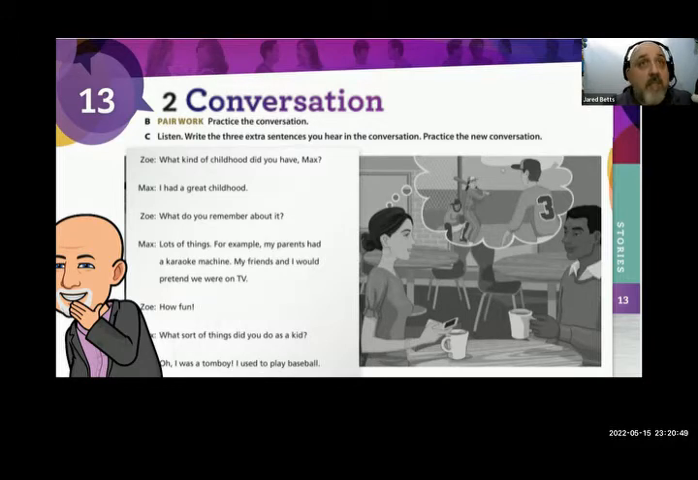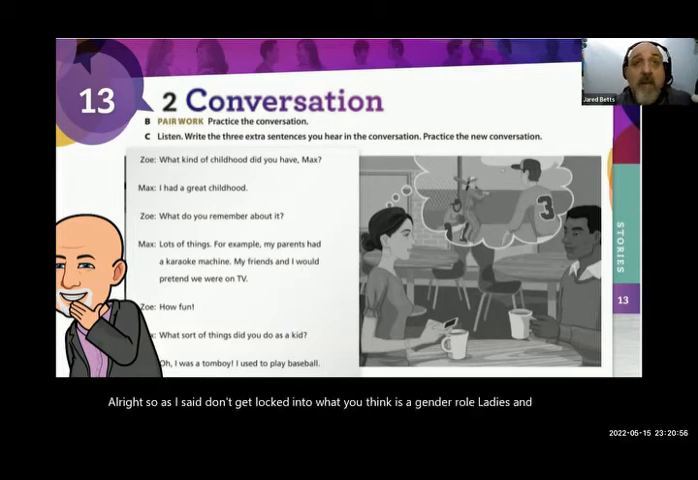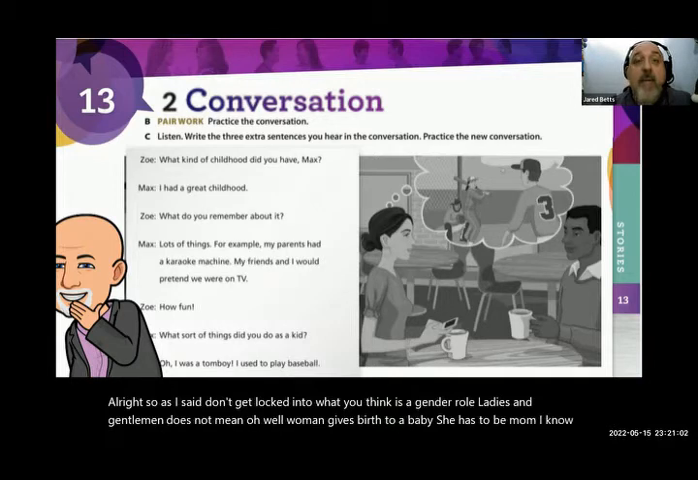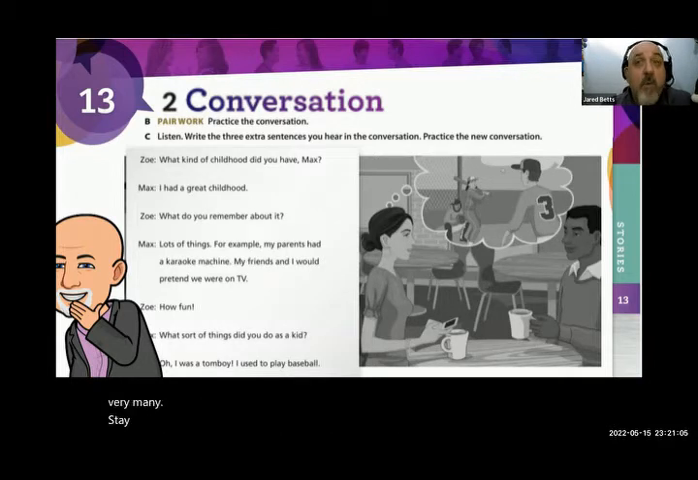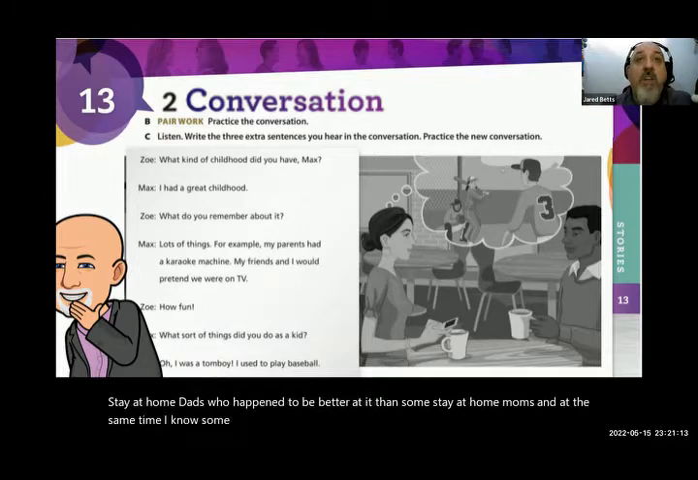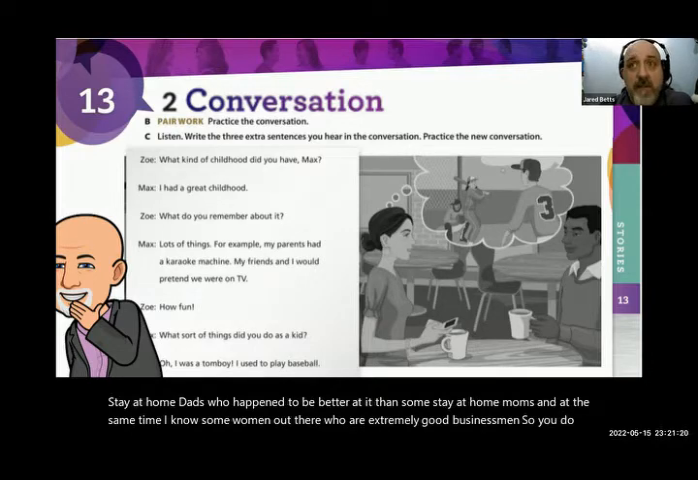All right. So as I said, don't get locked into what you think is a gender role, ladies and gentlemen. It does not mean that because a woman gives birth to a baby, she has to be mom. I know very many stay-at-home dads who happen to be better at it than some stay-at-home moms. And at the same time, I know some women out there who are extremely good businessmen. So you do the jobs that you feel fit for.